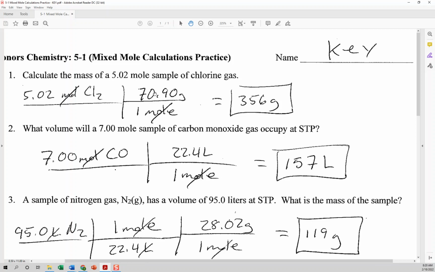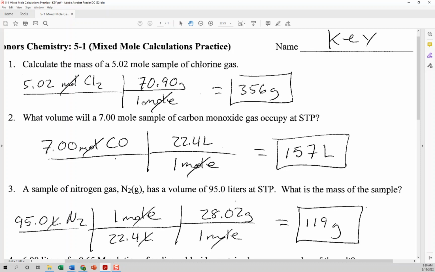I do this times this, and I round to the proper number of significant figures, 3 sig figs in this case, because the moles I had 3. Now, the molar mass I calculated as 4, but the moles I started with only have 3. So my final answer has to round to 3. Okay? All right, let's go to number 2.